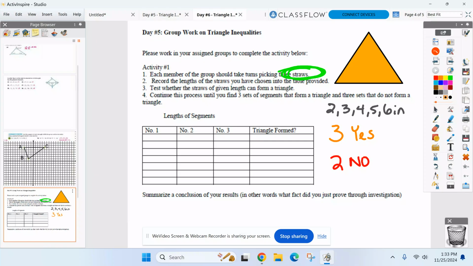Alright, ready? 2, 4. Now we need 2 no's. And then one more guess. So let's go. 3, 2, 3, 4, we did. 4, 5, 6, we did. You can try it if you want to find more. More yeses and maybe another no. It's up to you. There's only going to be so many no's. Alright, 3, 5, 6.